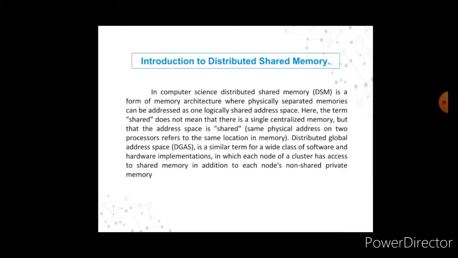Distributed global address space, DGAS, is a similar term for a wide class of software and hardware implementations, in which each node of a cluster has access to shared memory in addition to each node's non-shared private memory. In a distributed system, processors share data transparently across node boundaries. That is, data faulting, location, and movement is handled by the underlying system.